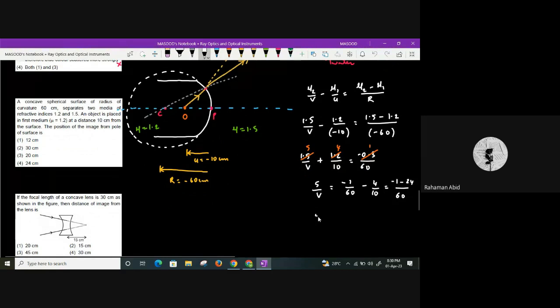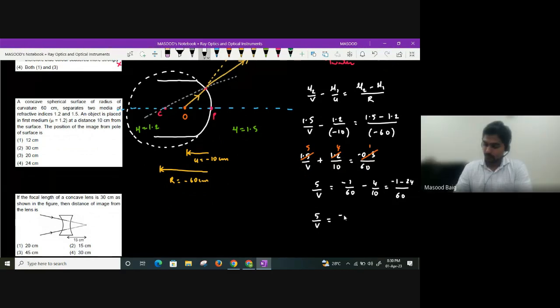What will I get? 5 by V value will be minus 25 divided by 60. The 5 ones and 5 fives, 5 ones and 5 twelves. So what V value are we going to get? It will be minus 12 centimeters. So what is the image distance from the surface? It will be 12 centimeters.